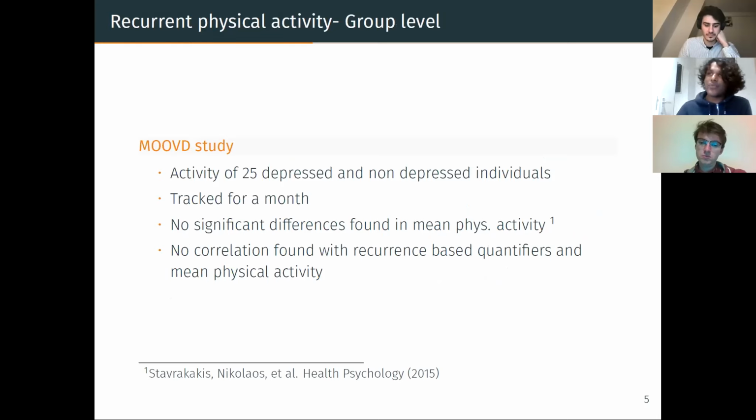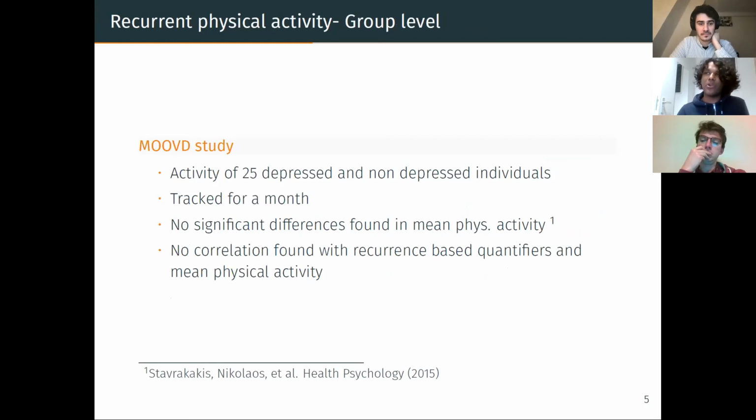To answer the first question, the group level question, the study we use is the MOVED study, where the activity of 25 depressed and non-depressed individuals was tracked for a month. Interestingly, in this study, we found that there were no significant differences in the mean physical activity. Further, we found that there was no correlation between the mean physical activity and the recurrence-based quantifiers that we use either. So I'll go straight ahead and show you the results.